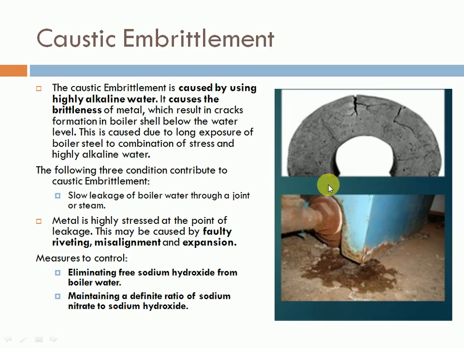So leakage alone is not the reason, right? It may be caused by faulty riveting. If we are not fitting it very well, then there is misalignment, and also expansion of the particular metal or material, which may also cause it, right? Measures to control are eliminating sodium hydroxide from the boiler water and maintaining a definite ratio of sodium nitrate to sodium hydroxide. These are also important measures to control it.